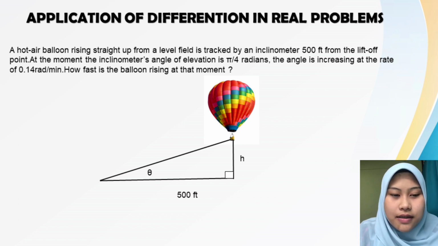The question is, a hot air balloon rising straight out from a level field is tracked by an inclinometer 15 feet from the lift-off point. At the moment, the inclinometer's angle of elevation is pi/4 radians. The angle is increasing at the rate of 0.14 radian per minute. How fast is the balloon rising at that moment?